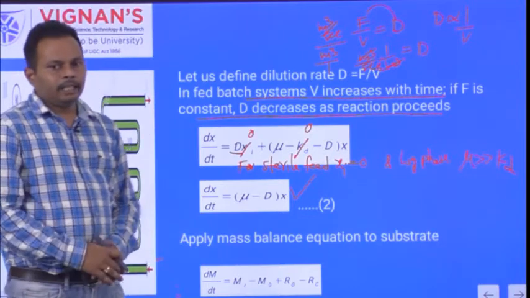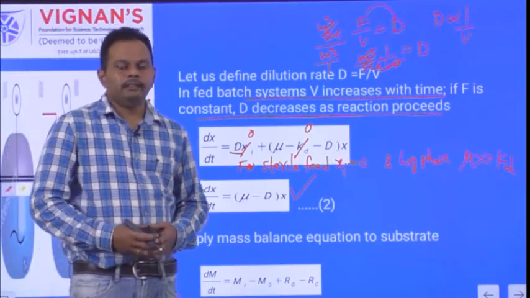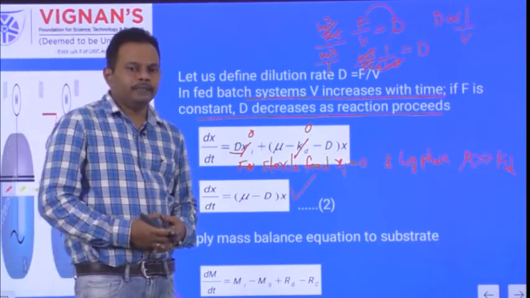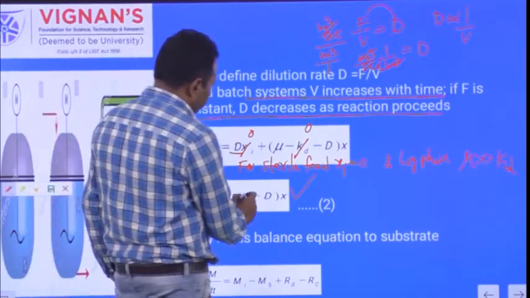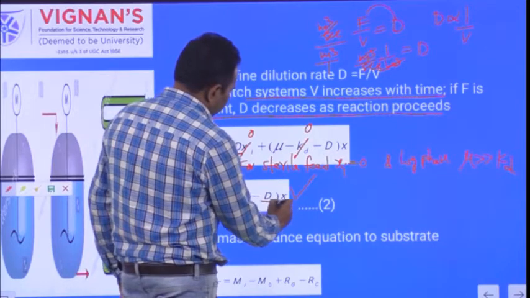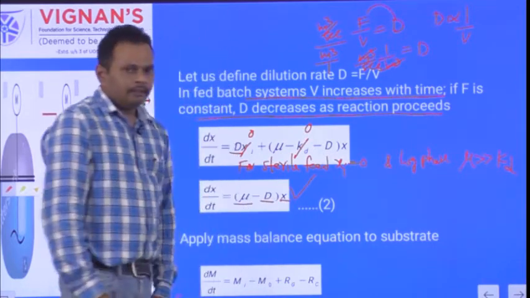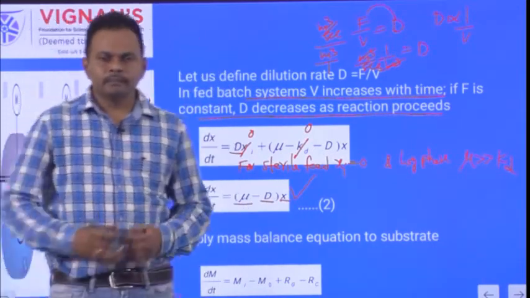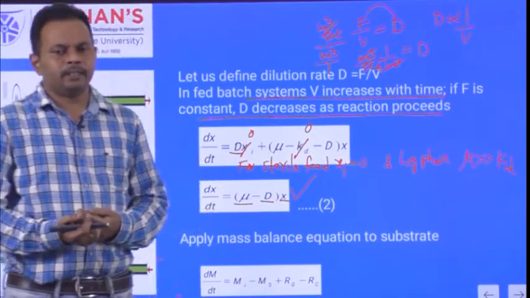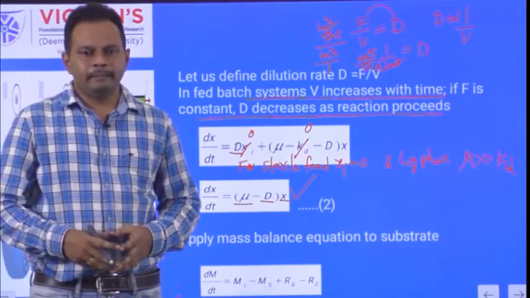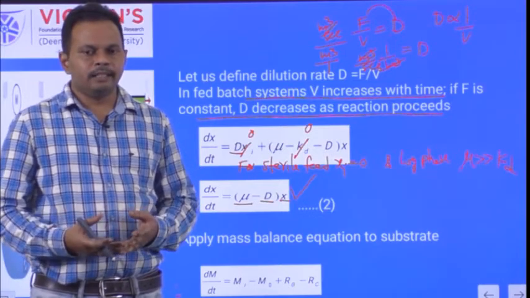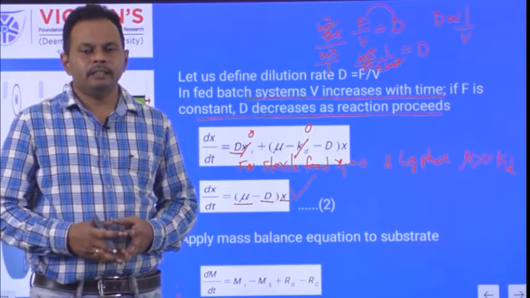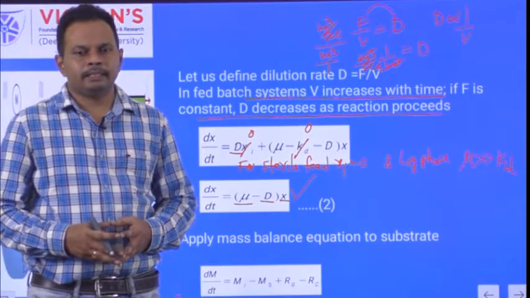This also, after inserting two conditions, for sterile feed condition and log phase condition, when mu is very much greater than kd, then the cell concentration change with respect to time depends on the cell growth rate, dilution rate, and cell concentration. This equation 2 says that the cell concentration change with respect to time in a fed batch fermenter depends on the specific growth rate of the cell, that is mu value, and dilution rate and cell concentration within the fermenter.